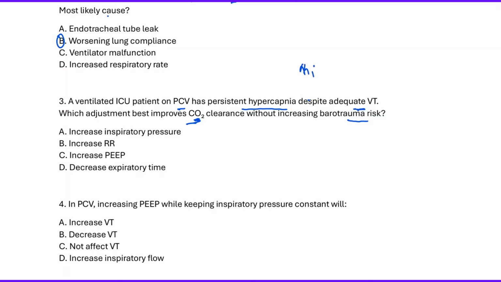And remember, we said that minute ventilation equals to what? Equals to respiratory rate multiplied by what? Tidal volume. So we've optimized the tidal volume. We still have a room to go up on the respiratory rate. So the best answer there will be to increase respiratory rates.